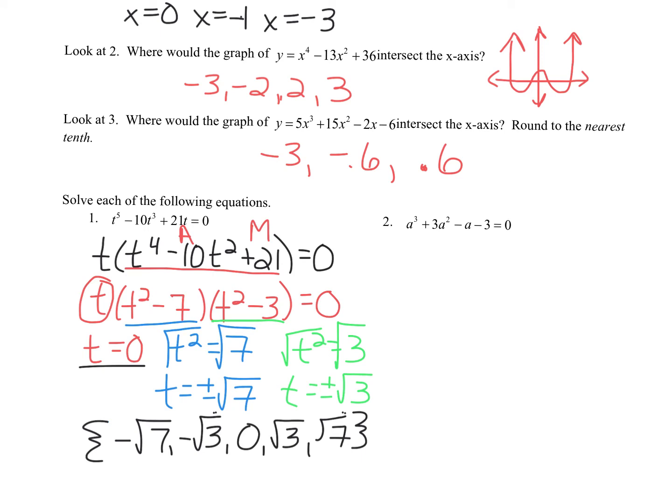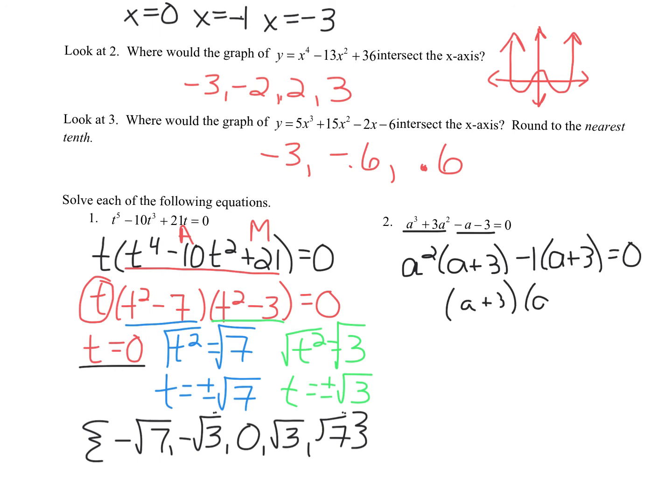The last one is grouping. So whenever I see those 4 terms, we still just group. So I have a squared times a plus 3 and -1 times a plus 3. So I have a plus 3 times a squared minus 1.